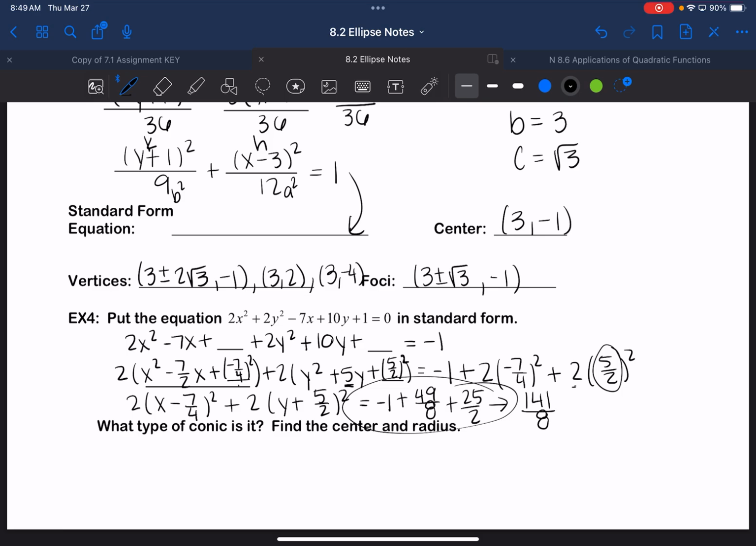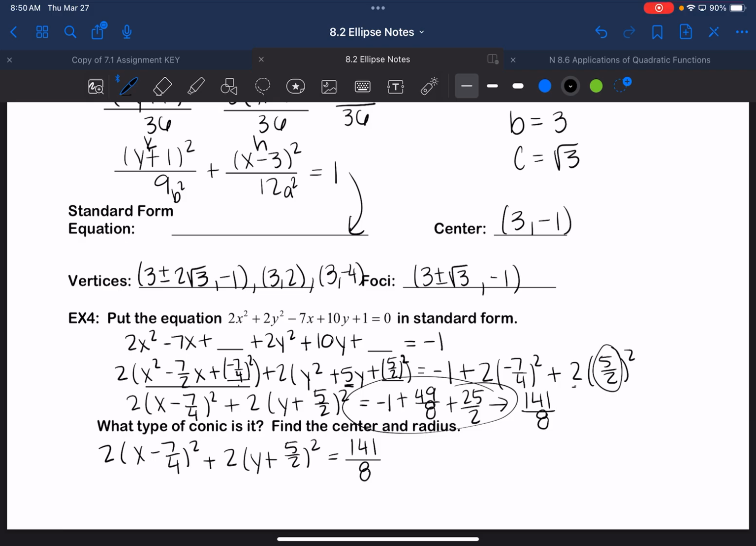So then it goes on to ask us, what type of conic is this? So we ended up with the equation, I'll rewrite it down here so it's clear to see. 2 times x minus 7 over 4 quantity squared plus 2 times y plus 5 over 2 quantity squared was equal to 141 over 8. Okay, so this would get pretty messy if we tried to make that other side 1, right? So this one is actually not an ellipse. This one is a circle.